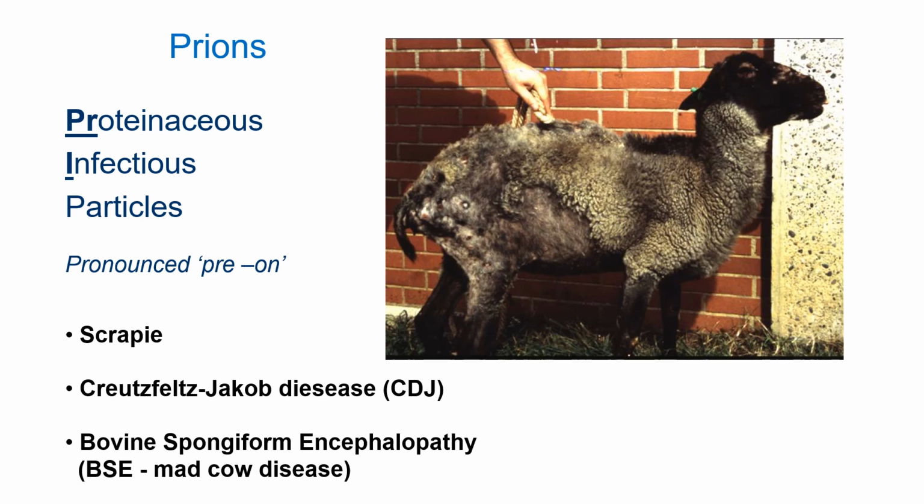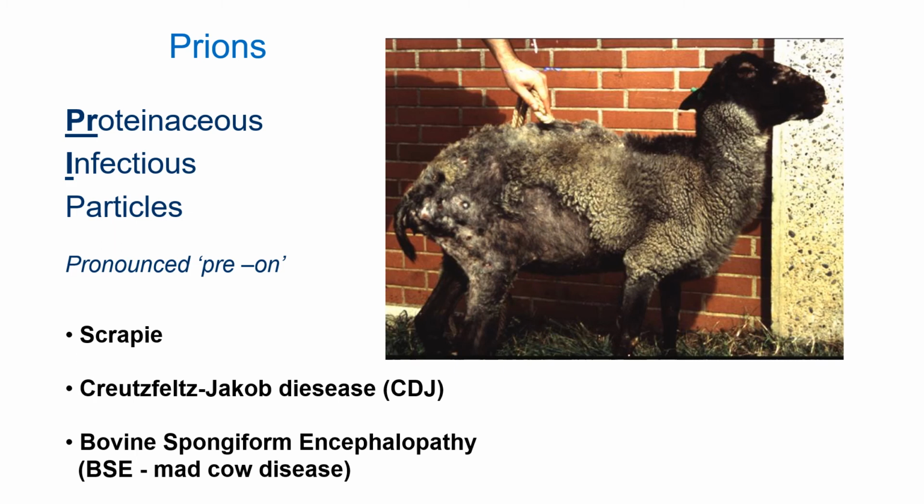These are proteins that can bind to other proteins and change their shape. They're responsible for a few rather rare and poorly understood diseases. This poor sheep that you're seeing here is suffering from scrapie. Now, it looks like this disease is causing fur loss or wool loss, I guess. But actually, that's not the case.